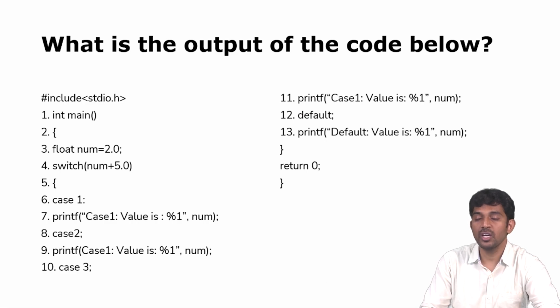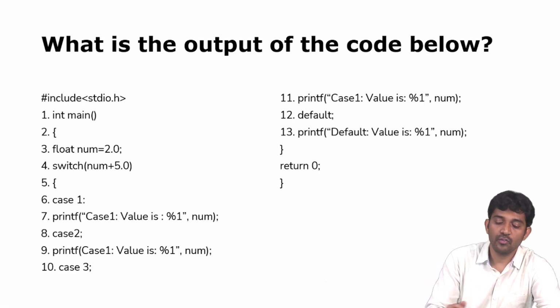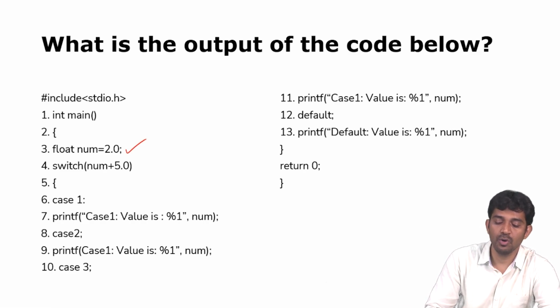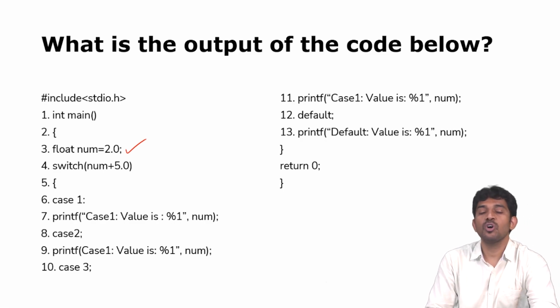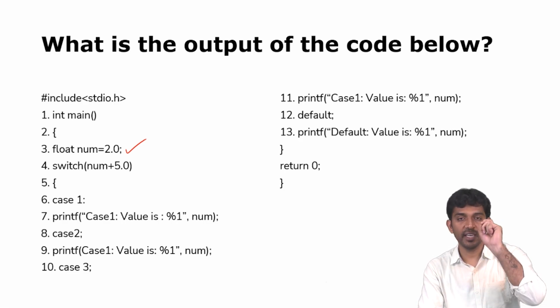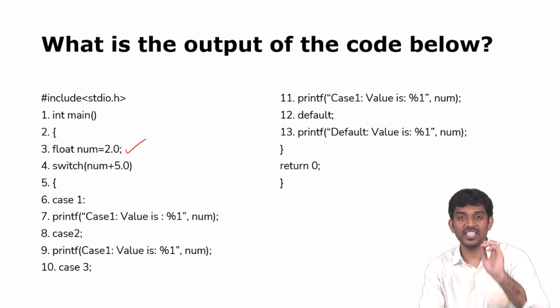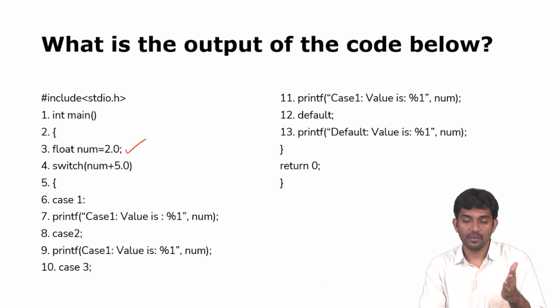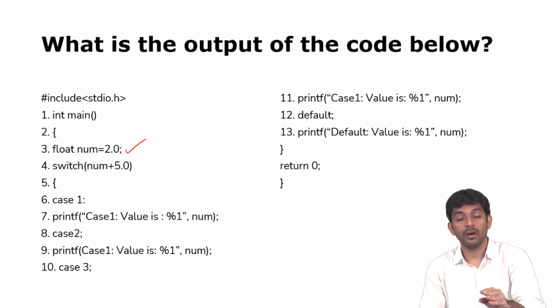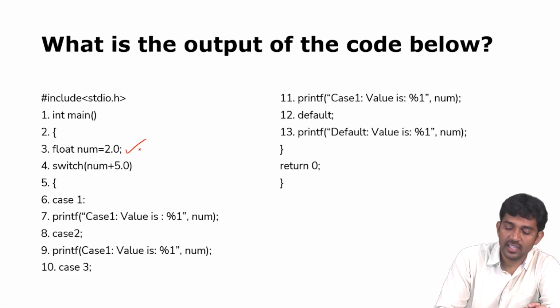And what is the output of the below code here? See, float num = 2.0, right? And switch of num + 5.0. Please note this. The switch operation is not going to perform any kind of evaluation. The switch is going to take only an integer value or character. Other than this, it is not going to perform any kind of evaluation like condition checking or calculations, right? That is why this is the error.